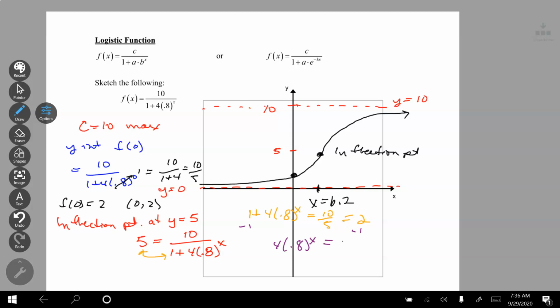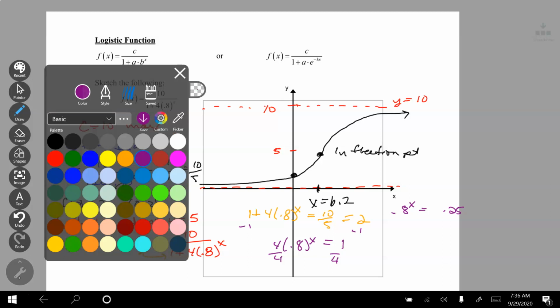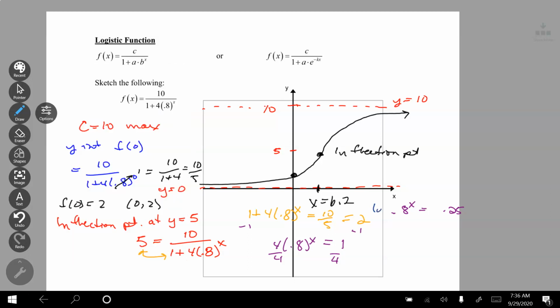4 times 0.8 to the x is equal to 1. Divided by 4, I get 0.8 raised to the x is equal to 1/4 or 0.25. And how do I solve when I have the variable in the exponent? I got to do log of both sides. I put log here and log here. This x goes in front. X times the log of 0.8 is equal to the log of 0.25. I can divide by that. I get x equals log of 0.25 over the log of 0.8.